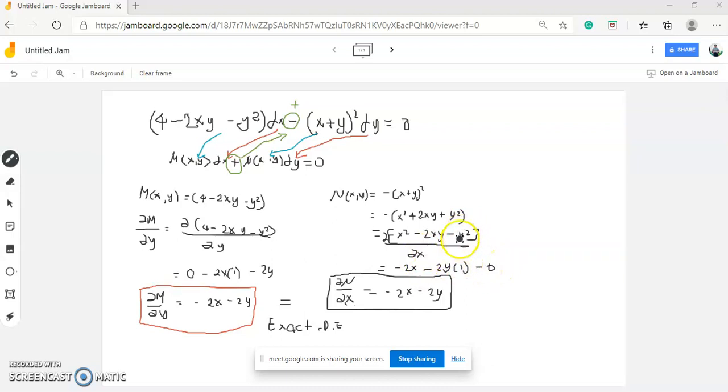Okay? So you could use y only if you are taking the partial of y. Okay? The same as this. So from there, just simplify it. Then, if you could see, partial of M over partial of y is equivalent to partial of N over partial of x, which is equivalent to negative 2x minus 2y. Therefore, the differential equation is exact, and we could solve it using the method of exact DE. So now, this is just checking whether the equation is exact.